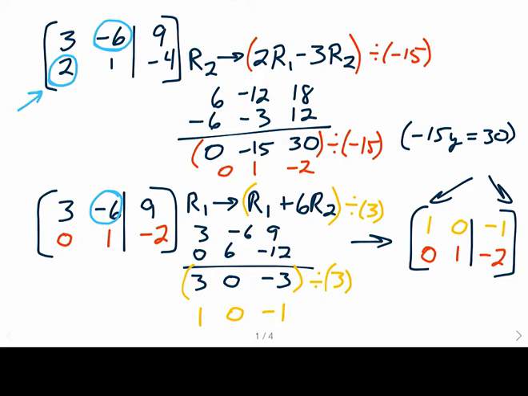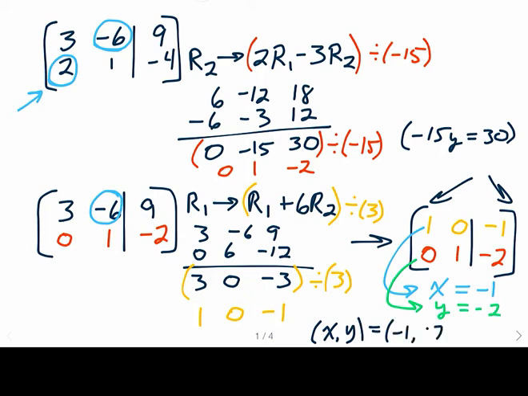The first row, 1, 0, negative 1, corresponds to an equation. 1x plus 0y equals negative 1. So x equals negative 1. The second row, 0, 1, negative 2, also corresponds to an equation. 0x plus y equals negative 2. In the context of a system of equations, what we would then say is (x, y) is equal to (-1, -2).